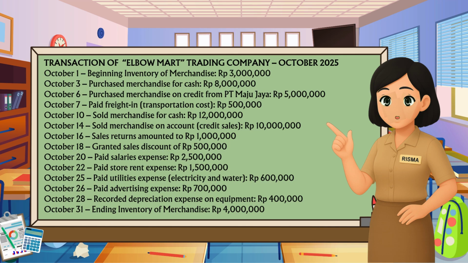October 16, sales return amount. October 18, gave sales discount. October 20, paid salaries expense. October 22, paid store rent expense. October 25, paid utility expense, electric and water. October 26, paid advertising expense. October 28, recorded depreciation expense on equipment. And the last, October 31, ending inventory of merchandise.